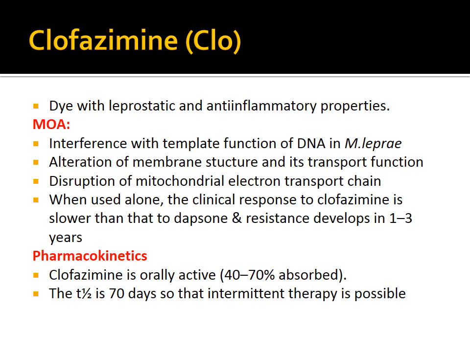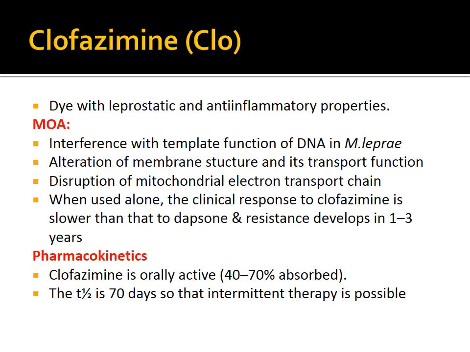Now coming to the mechanism of action of clofazimine, there are 3 mechanisms. First one is interference with the template function of the DNA. Okay, so as you know, in the DNA there are 2 strands. So one is a template strand and it can interfere with the function of that template strand of DNA in Mycobacterium leprae. What is the second mechanism? It can alter the membrane structure of Mycobacterium leprae and it can interfere with the transport function. So any nutritional substances which the bacteria requires, they may be interrupted and then the bacterial growth can be inhibited.